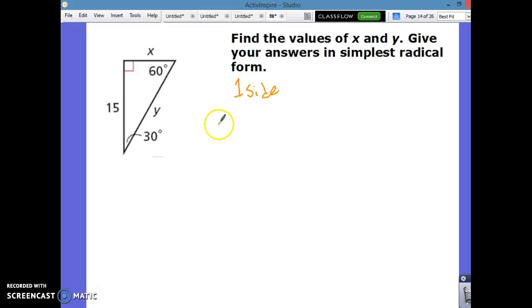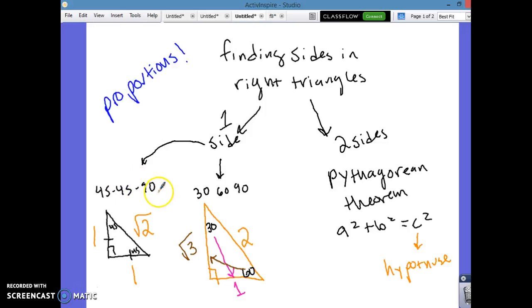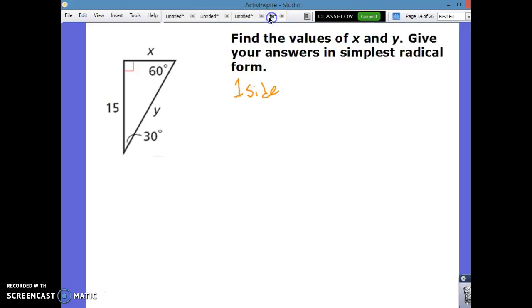Michelle, what special right triangle are we using? Is it our 45, 45, 90 or our 30, 60, 90? It's indeed a 30, 60, 90. So let's label our general lengths. Does anyone think they can tell me the general lengths here?